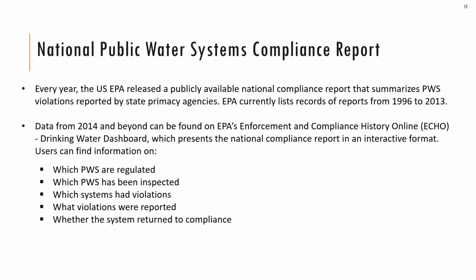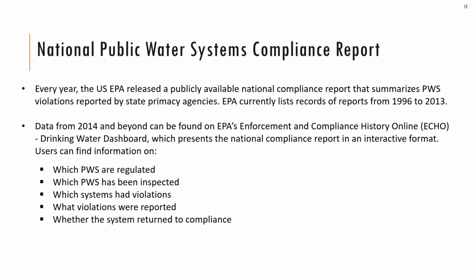EPA then provides a summary of how the nation's public water systems can improve compliance. EPA currently has a record of these reports from 1996 to 2013. For data from 2013 and beyond, the public can find summarized national statistics on public water systems and individual violations, as well as how they were enforced, through EPA's Enforcement and Compliance History Online Drinking Water Dashboard.